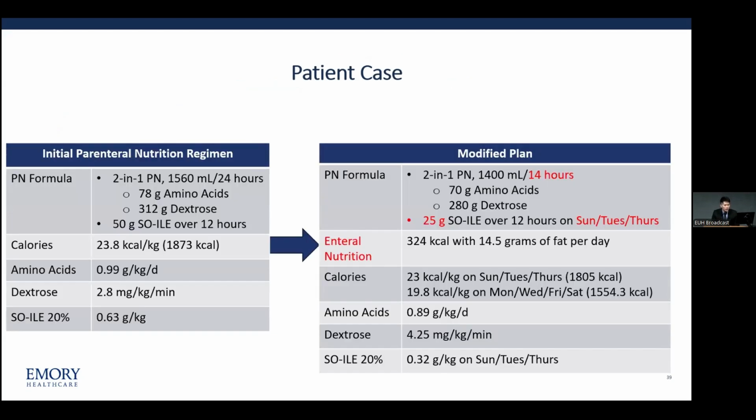So recognizing the elevation in patient liver enzyme, the provider at the outside hospital adjusted nutrition therapy plan in accordance with ASPEN recommendations by cycling the PN from 24 hours to 14 hours, reducing the lipid content to 25 grams from 50 grams, and reducing the frequency from every day to only Sunday, Tuesday, and Thursday. Additionally, the provider incorporated enteral feeding into the patient nutrition plan. The plans are dosed appropriately based on total energy expenditure requirement.